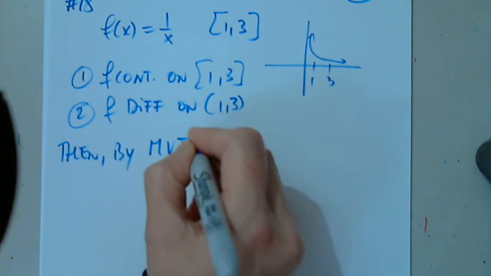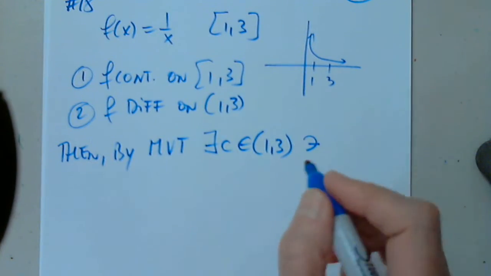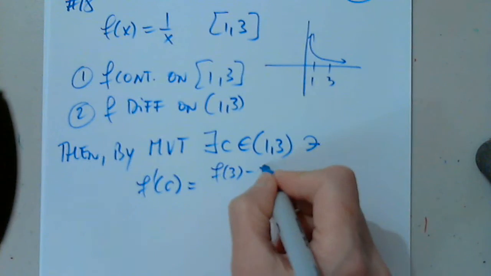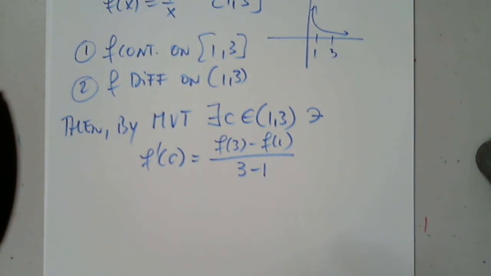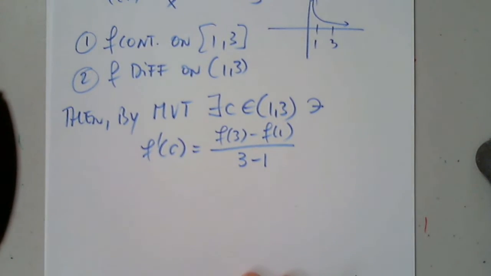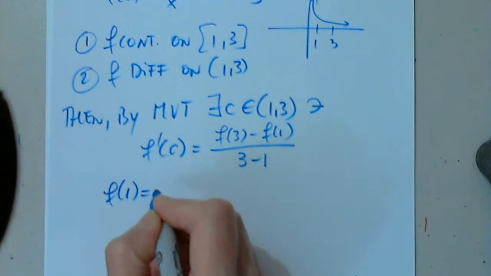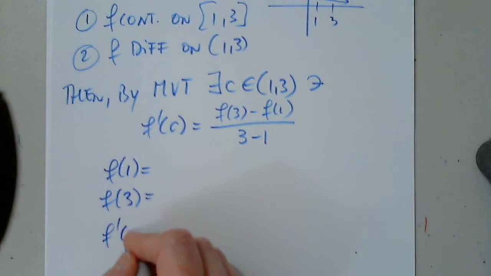Then by MVT, there exists a c in the open interval 1 comma 3 such that f prime of c will be f of 3 minus f of 1 over 3 minus 1. And we have to find c. So I have to find f of 1, f of 3, and f prime of x.